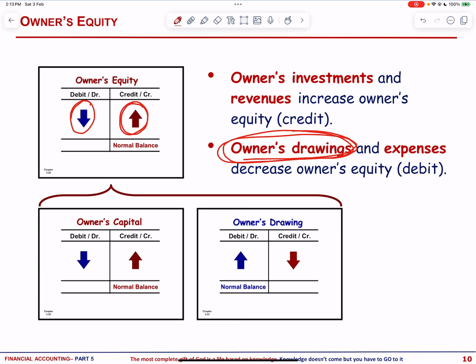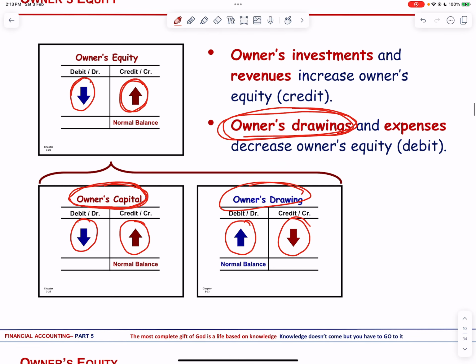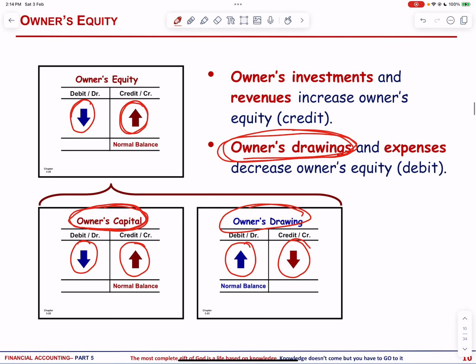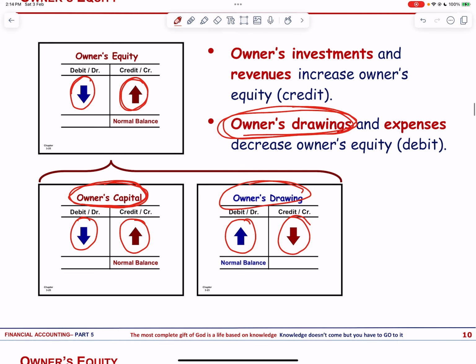Now, owner's capital is obviously for the equity, and an increase will be credit and a decrease will be debit. For owner's drawings, an increase will be debit and credit will be the decrease in drawings. Although I would like to emphasize that my videos are not going to cover these particular rules, as the focus will be on the company or the corporation and not on sole proprietorship or partnership.